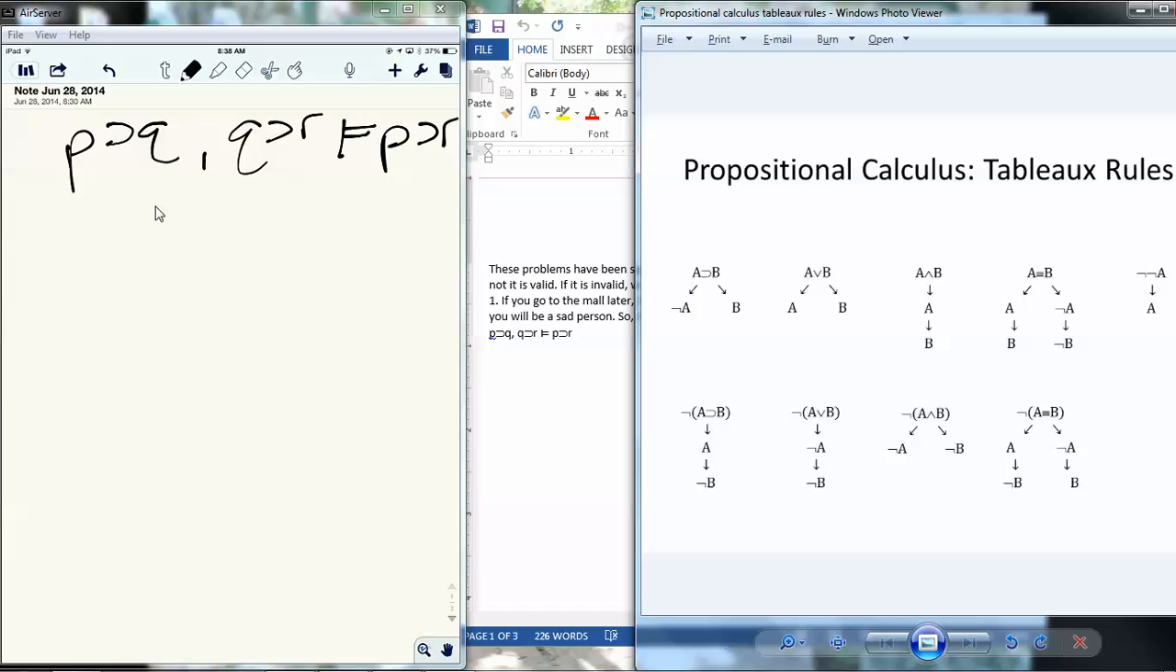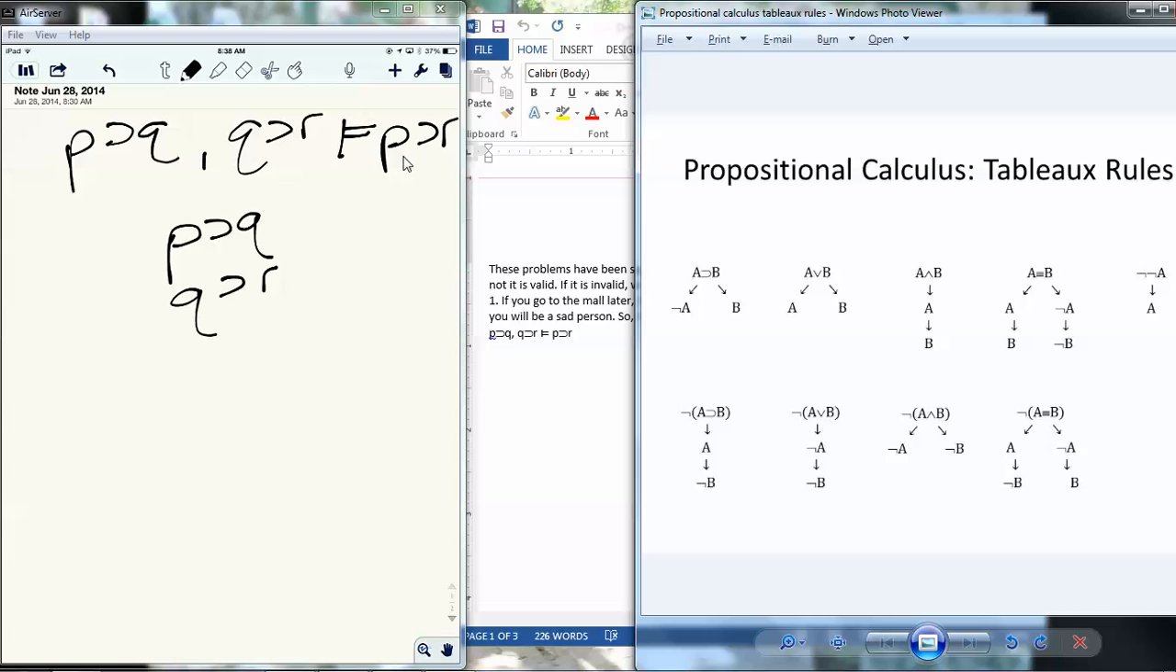So our first problem is if P then Q, if Q then R, and we want to know does that entail if P then R. The first thing that we do for all these tableaux is write out the initial list. The initial list includes first your premises, so if P then Q, if Q then R, and then remember the premises and then the negation of the conclusion.